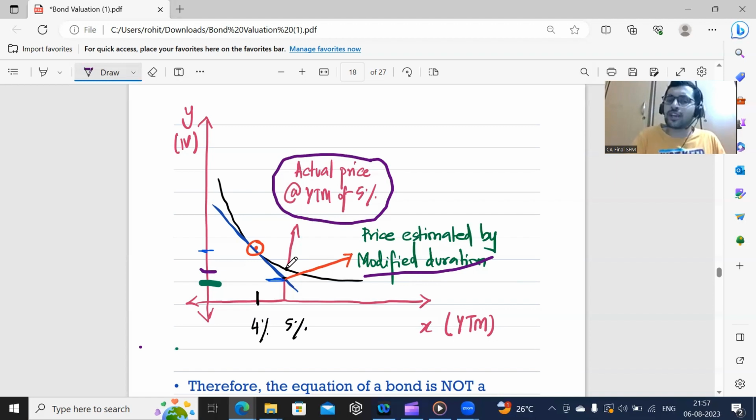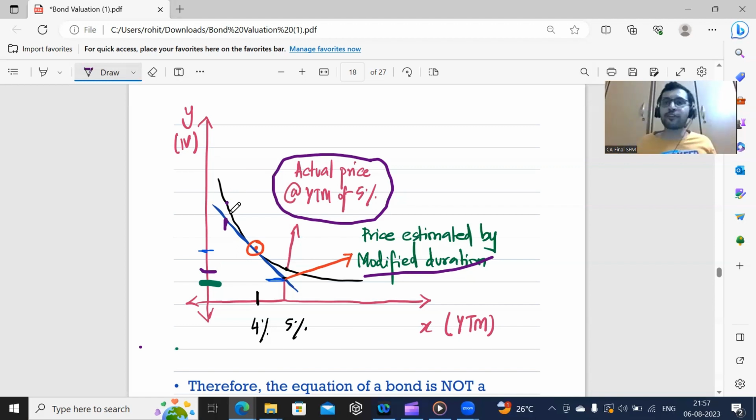All right, and if you think of it in the same way, when the YTM is falling from 4 to 3, the price which is estimated by modified duration will be on the blue line, whereas the actual price is over on the black curve. All right, the actual price, or the intrinsic value of the bond, is on the black curve. So even for a fall in interest rate, modified duration is only giving you an approximate change in intrinsic value. It's not giving you an exact or accurate change in the intrinsic value.